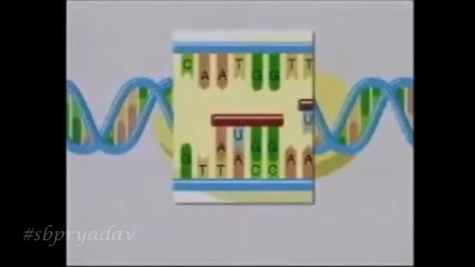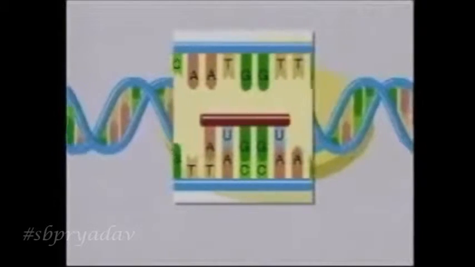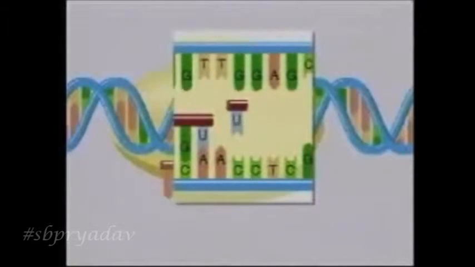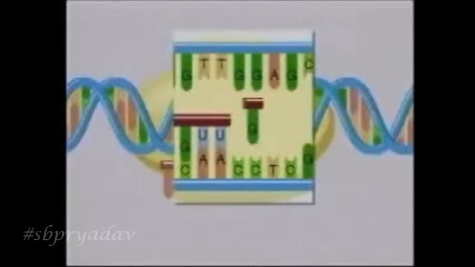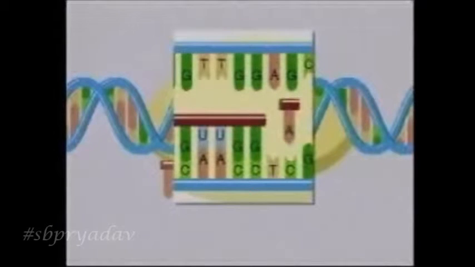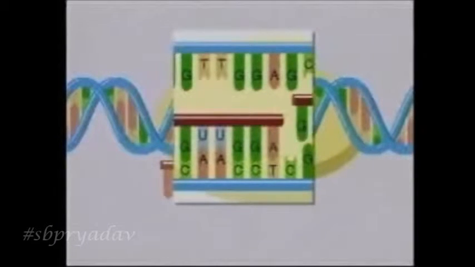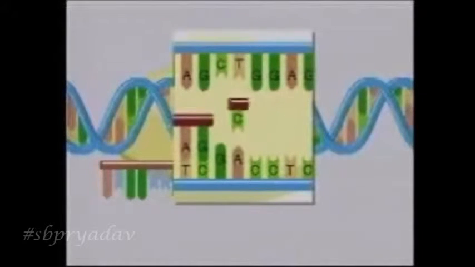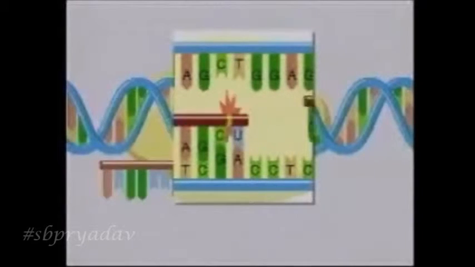Recall that RNA contains uracil instead of thymine. Therefore, uracil pairs with adenine on the DNA strand. Transcription continues. C is paired with G. A is paired with T on the DNA strand. And U is paired with A in RNA.